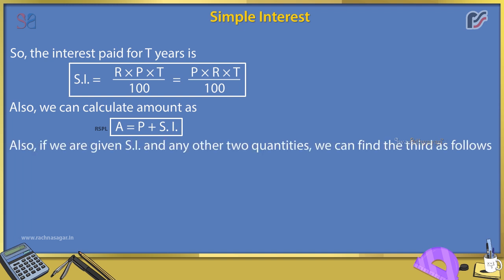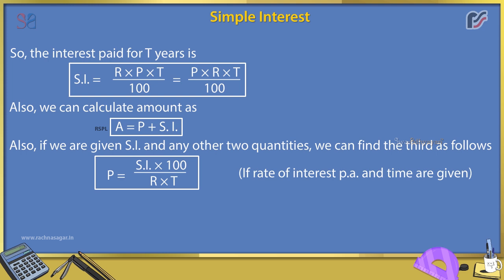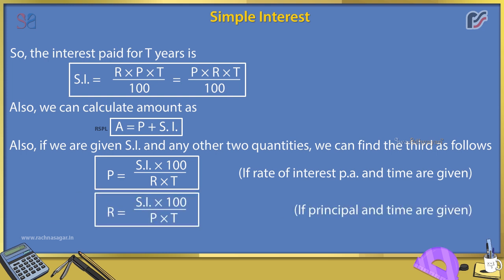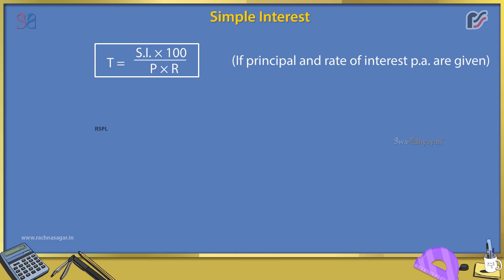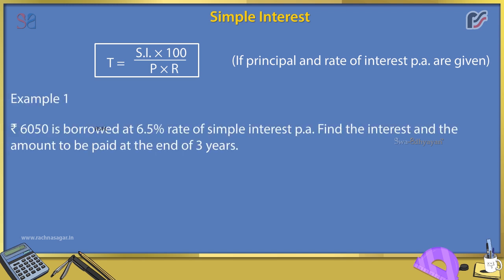Also, if we are given SI and any other two quantities, we can find the third as follows. P is equal to SI into 100 by R into T if rate of interest per annum and time are given. R is equal to SI into 100 by P into T if principal and time are given. T is equal to SI into 100 by P into R if principal and rate of interest per annum are given.